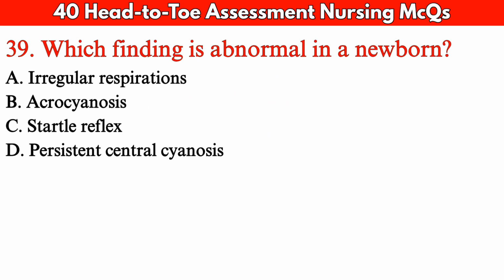Which finding is abnormal in a newborn? A. Irregular respirations, B. Acrocyanosis, C. Startle reflex, D. Persistent central cyanosis. Correct answer D. Persistent central cyanosis, blue discoloration of the lips, tongue, and trunk, indicates inadequate oxygenation and is an abnormal and dangerous finding. Irregular respirations, acrocyanosis, blue hands and feet, and the startle reflex are normal findings in newborns.